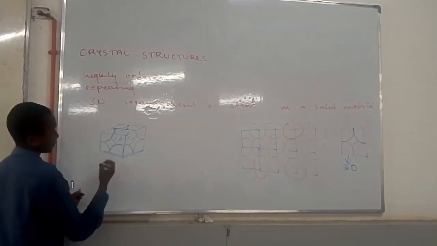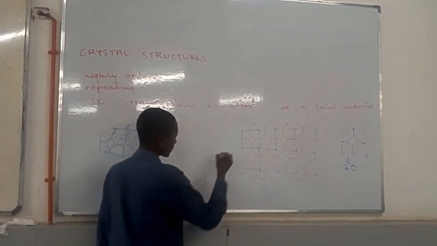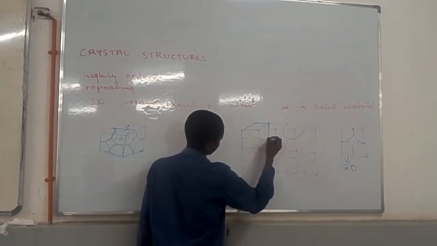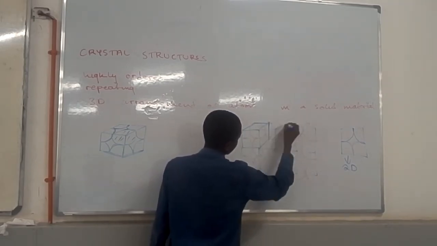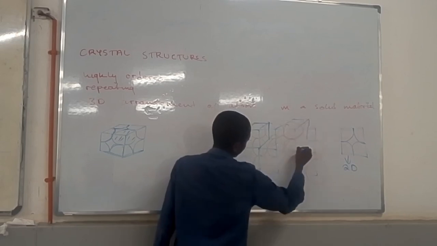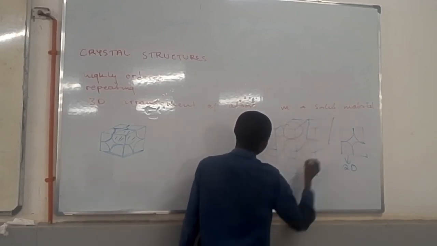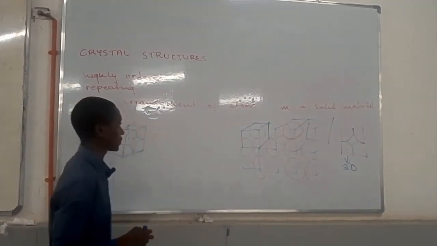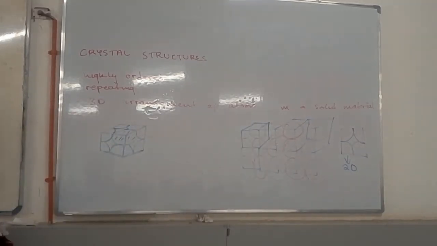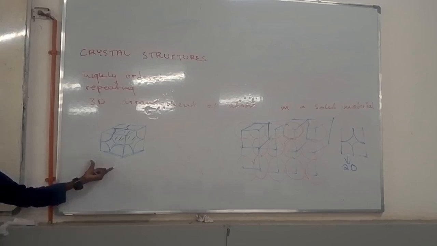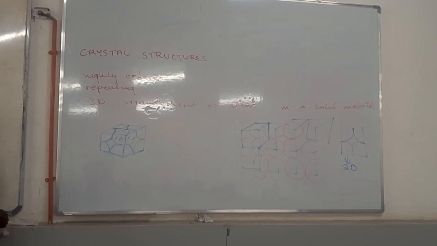Then again, there is the 3D representation. Okay. So I think you can see it if we do it like that. So this is the unit cell for what? Simple cubic. Are we together? Yeah, so this is the unit cell for simple cubic.